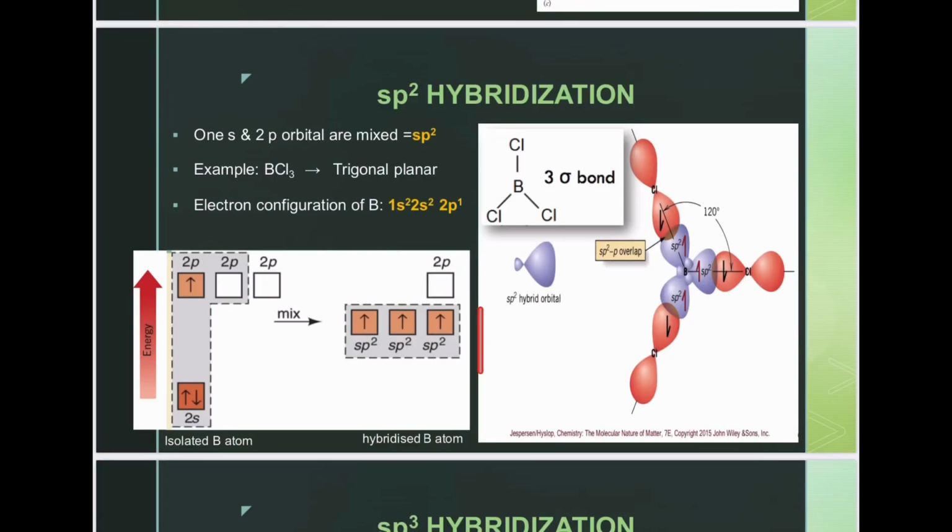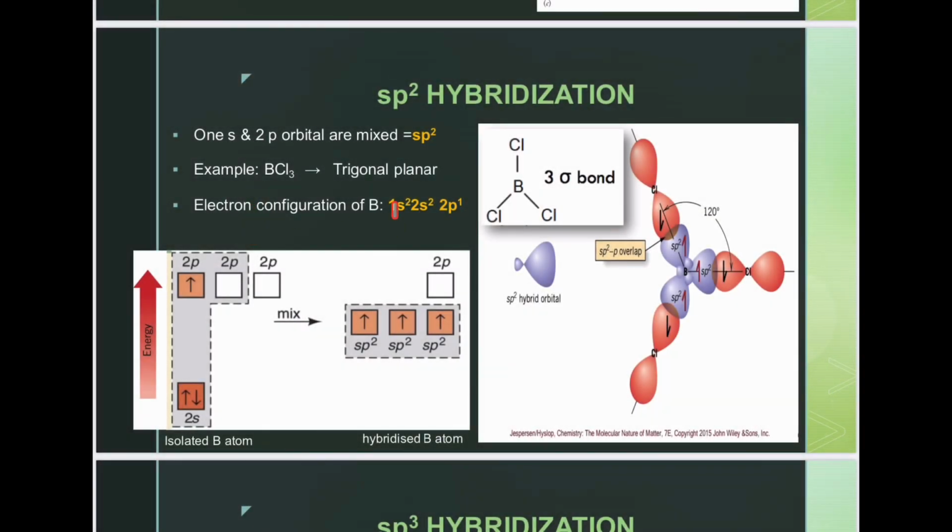sp2 hybridization. So this is the 1s and 2p orbital are mixed, become sp2. For example, boron chloride. This is the geometry trigonal planar. Electron configuration of boron 1s2 2s2 2p1.